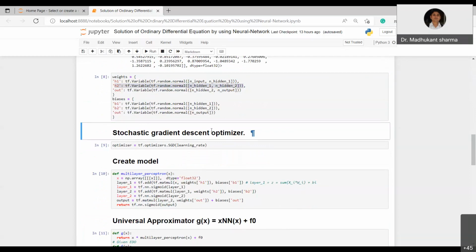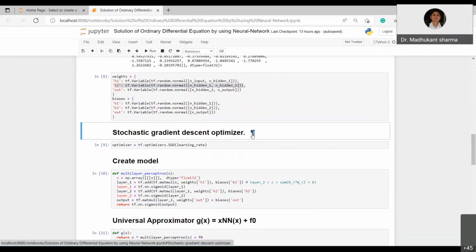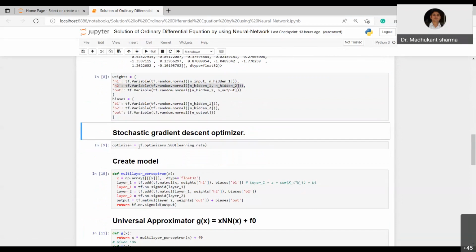Now I am going to apply an optimizer. Here I have used stochastic gradient descent for learning the parameters. We know there is a difference between gradient descent and stochastic gradient descent. Sometimes we cannot say in a general way which is better, but most of the time stochastic gradient descent gives a good solution. So I have used stochastic gradient descent with the learning rate. Here the optimizer is our stochastic gradient descent.